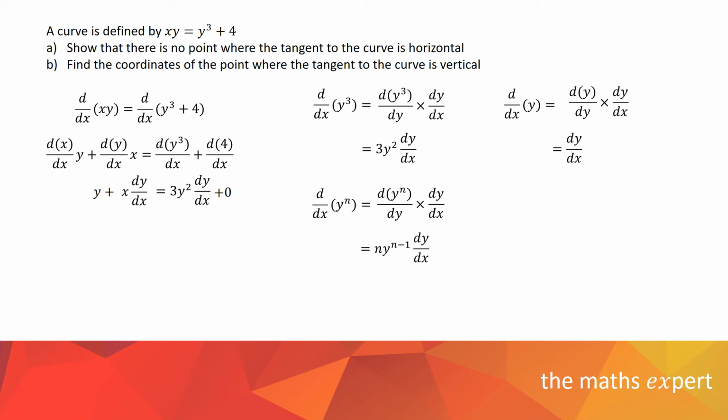Back to the question. I can now rearrange to get dy by dx equals minus y over x minus 3y squared. This will have a horizontal tangent, meaning dy by dx is equal to 0, when y equals 0. However, if I then use this to find the value of the x coordinate when y equals 0, and I do this by using the implicit function, which is where coordinates on the graph come from, I get 0 equals 4, which is a contradiction.